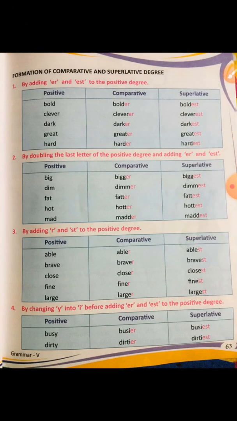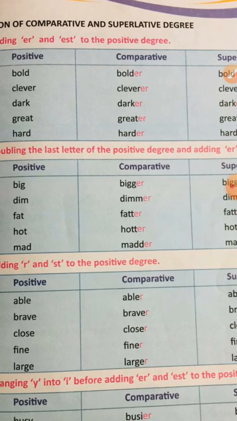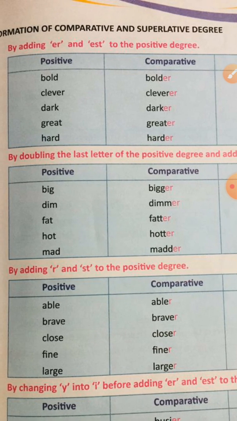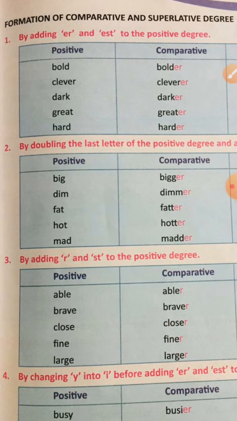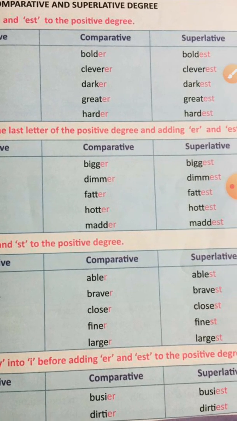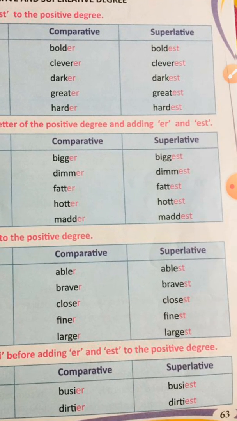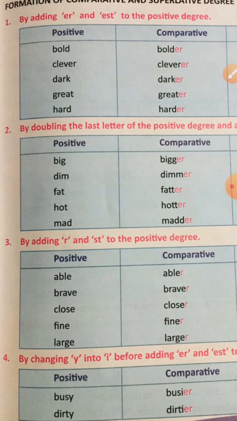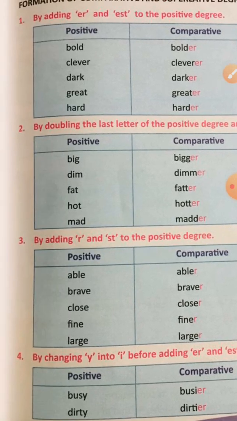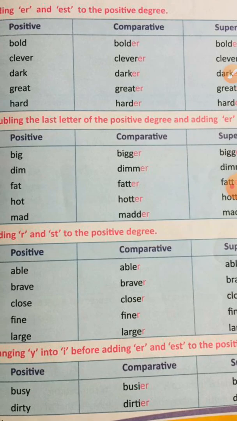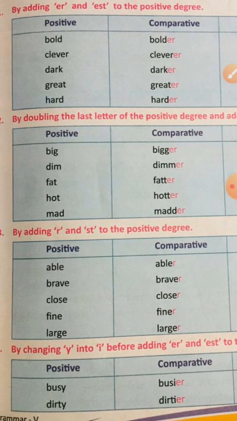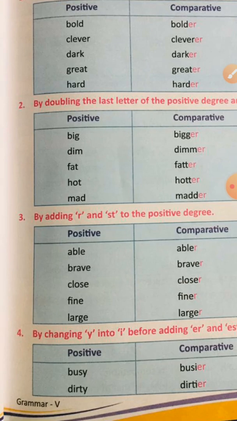This is the page where we can see there are different ways of forming degrees. For example, by adding er or est: clever, cleverer, cleverest. Next one, by doubling the last letter of the positive degree and adding er and est. For example, big, bigger, biggest. We doubled the g, to make the comparative and superlative degrees.